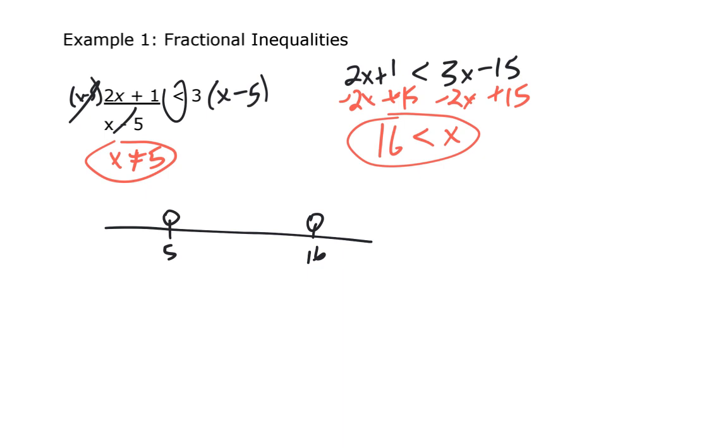So for the one on the right, where we know that x is greater than 16, it actually works out. But even if we weren't sure of that, we could just do a test point. So let's try 18. We plug in 18, we get 2 times 18, which is 36, plus 1 would be 37. On the bottom we'd have 18 minus 5, which is 13. And the question is, is 37 over 13 going to be less than 3?